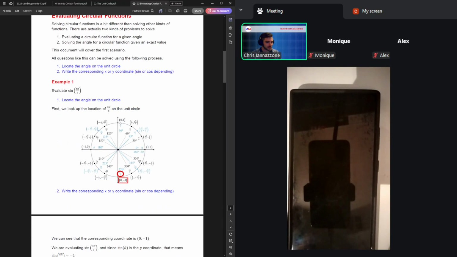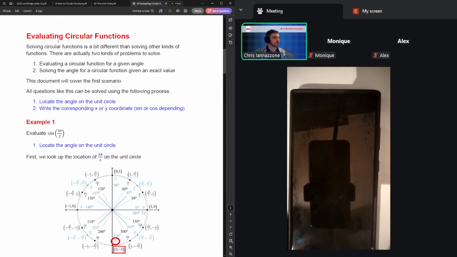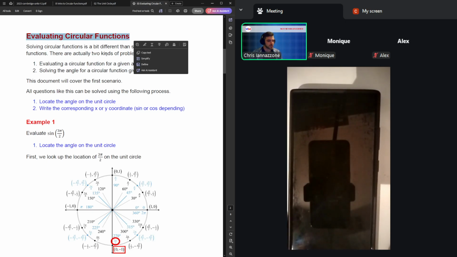Okay, we've now got our unit circle. What the hell are we doing with it? We are using it to do a couple of things. One is what's referred to as evaluating the circular function. The other is referred to as solving the circular function. Those are two separate things.